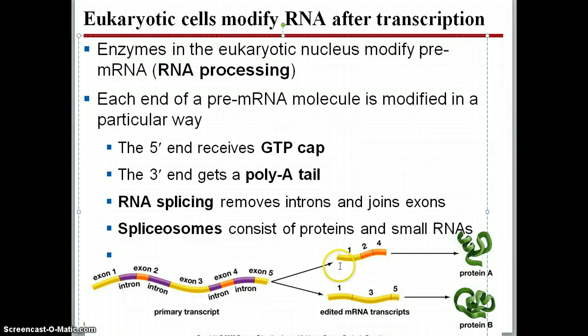So you can see here, this is called alternative splicing. Splicing together exon 1, 2, and 4 can produce protein A, or splicing together 1, 3, and 5 can make protein B. So you can get a lot of different results. And spliceosomes are the special little enzymes that help facilitate this.